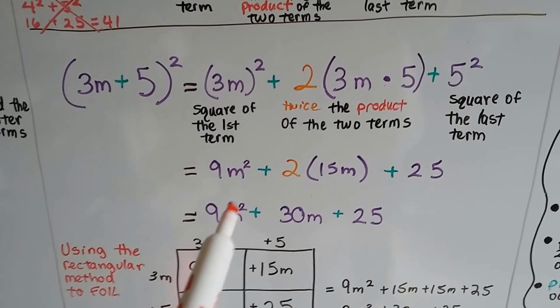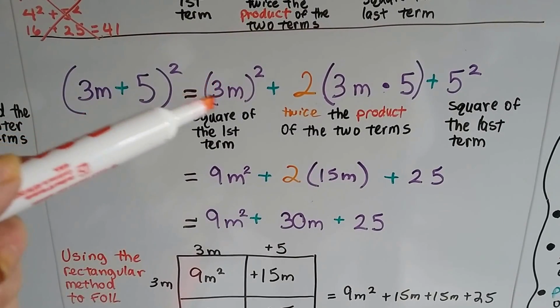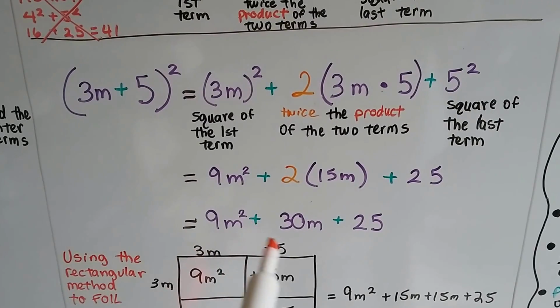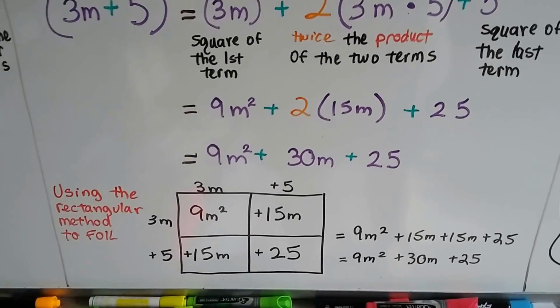So we get 9m squared, because this was 3 times 3 is 9, and m times m is m squared. So we get 9m squared plus 30m plus 25 as our final answer.